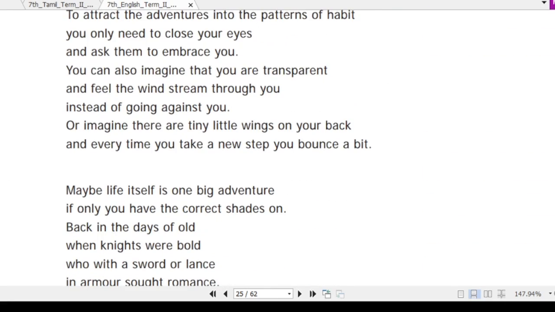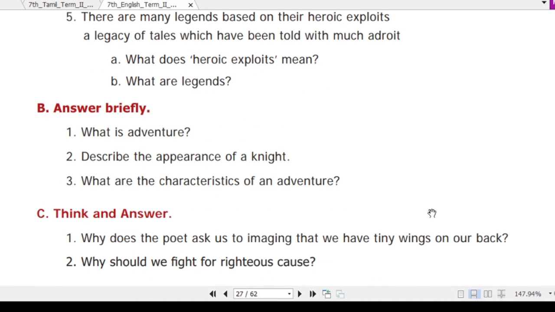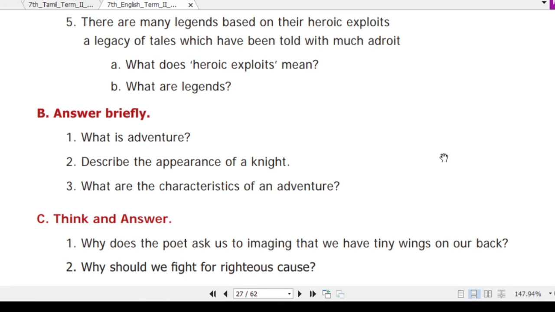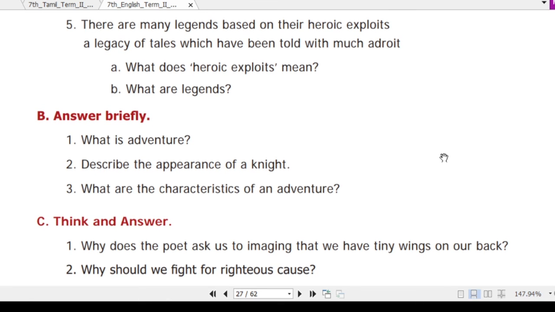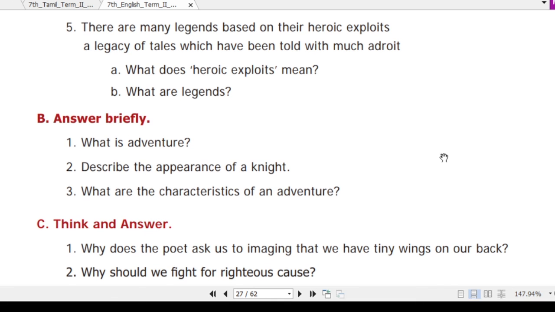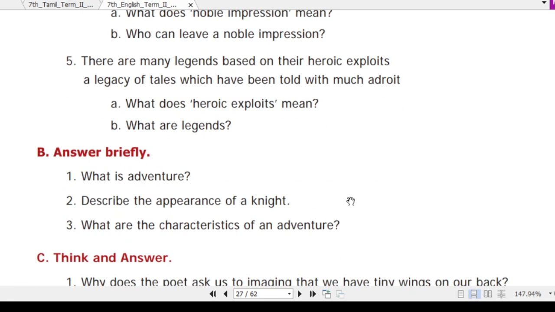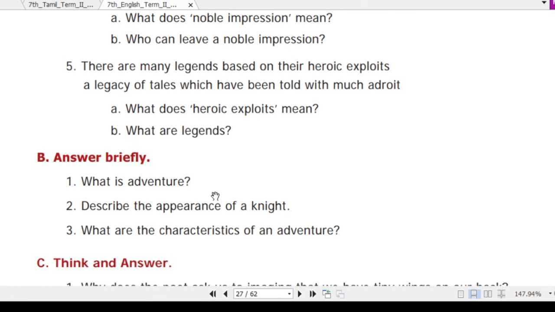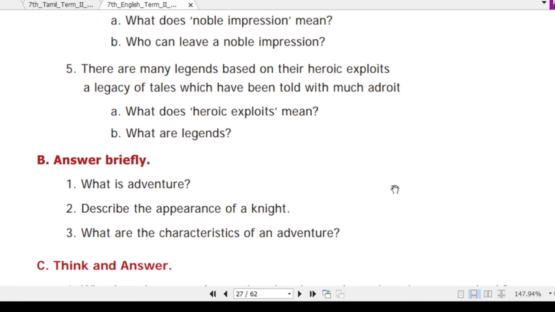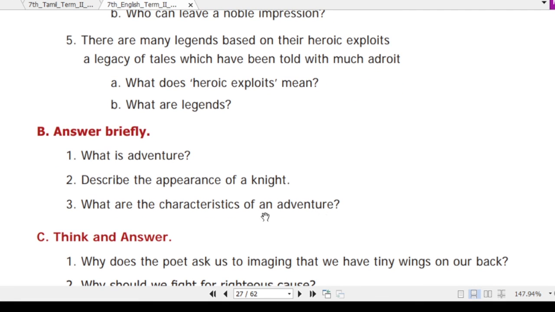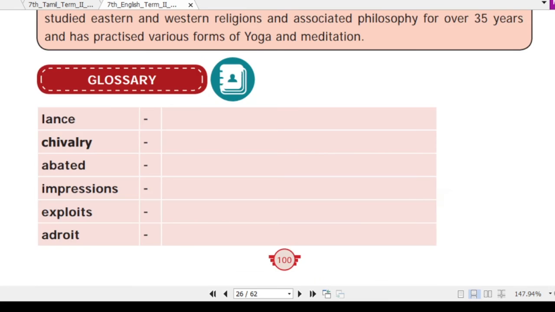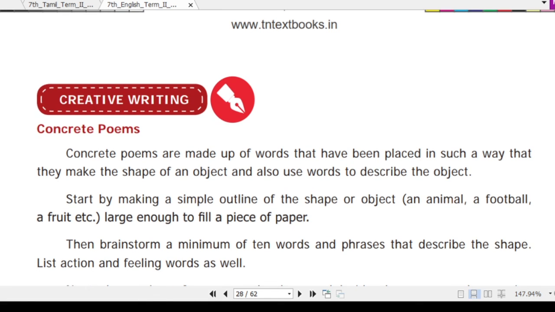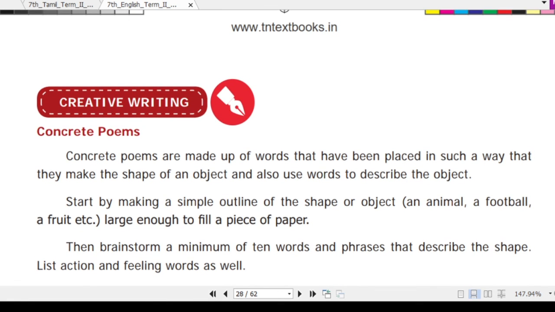Then just see the meaning of that one. Describe the appearance of a knight. How will he look like? He is very brave. Then he is having a lance with him. Then he is brave and he will fight for the good cause. That's the thing. What are the characteristics of an adventure? That is also here. With this, the poem lesson ends. Yes, over.